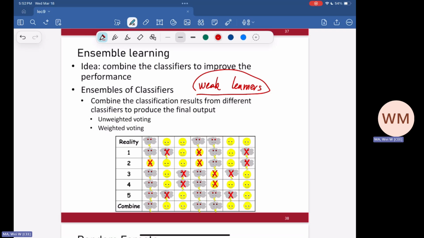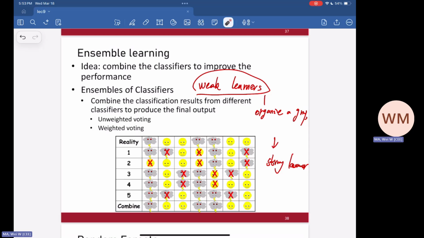How do you use weak learners to solve a real problem? Usually you have to use ensemble learning. Ensemble learning basically says that if you can organize a group of weak learners, then you will have a strong learner. Okay, so this is the key idea for the ensemble. That's why it's called ensemble learning. Basically you are ensembling a lot of learners here. Okay, so this is an example.